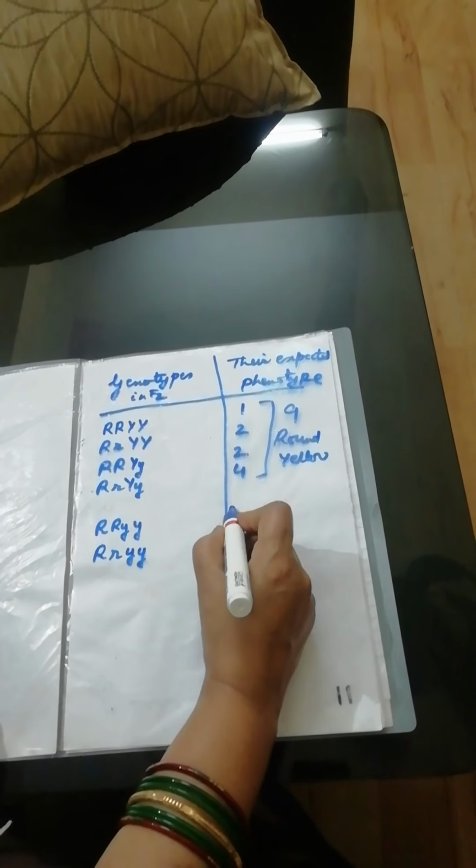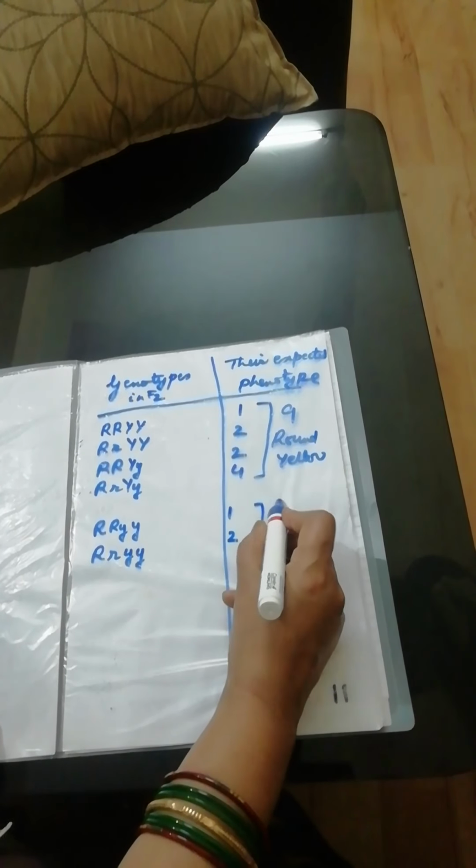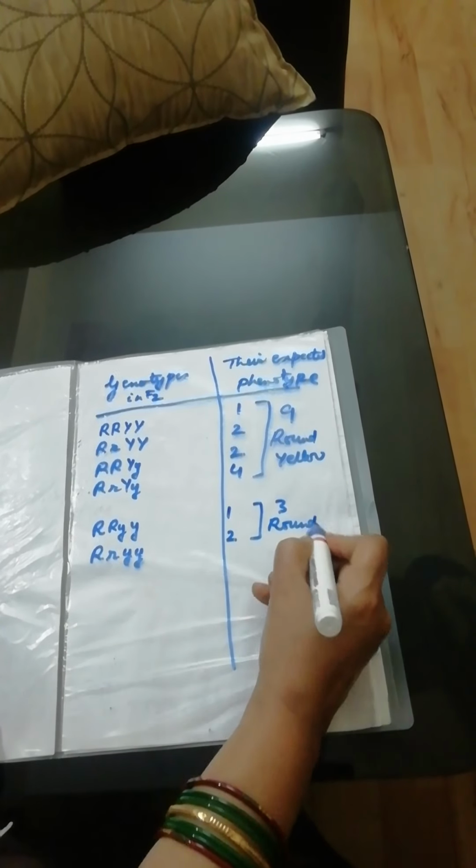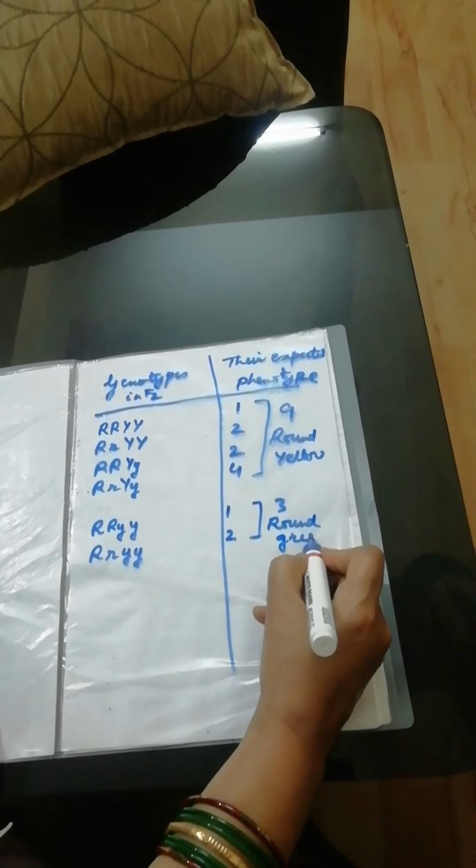Okay. Now next we will see the genotype capital R, small y. What is it? Round and green. Another possibility is small r, capital R, small r. So this is in the ratio of 1:1 and 2. So total what? 3. These all are round and green. This we have seen, that we got 3 round green.